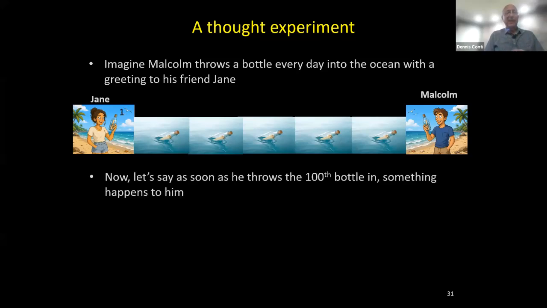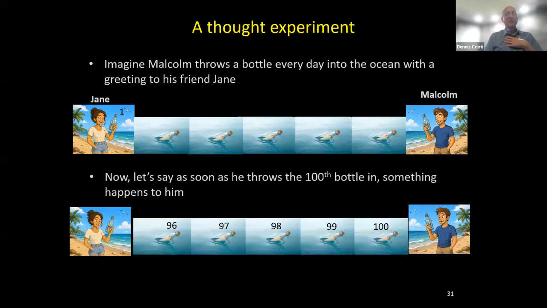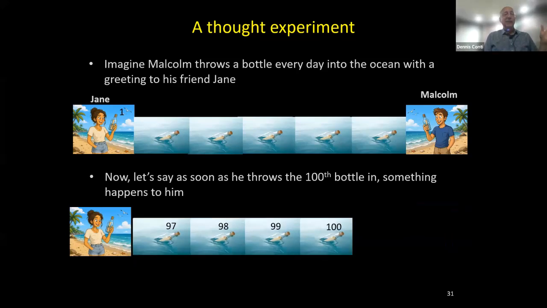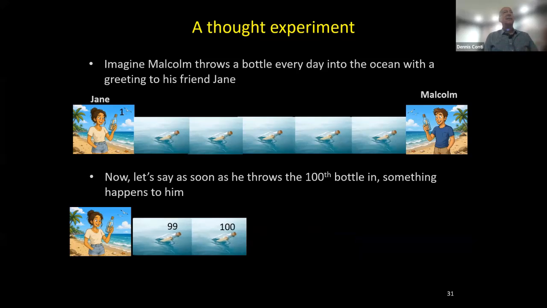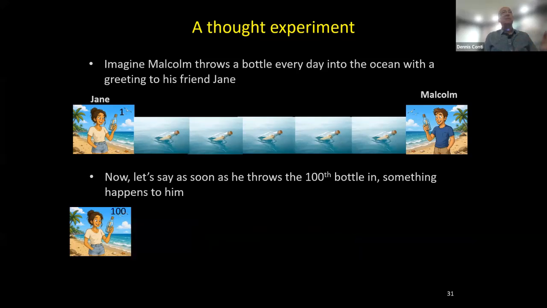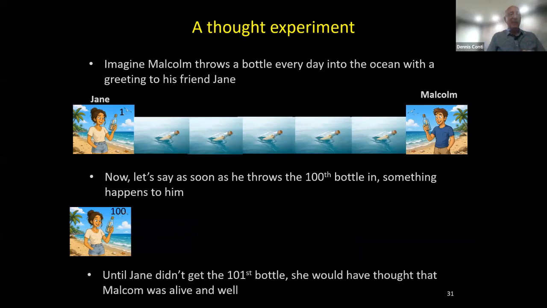Right. Now, let's suppose that as soon as Malcolm throws the 100th bottle in, something unfortunately happens to Malcolm. Poor Malcolm. So he throws the 100th bottle in, and then Malcolm goes away. Jane is still getting these bottles, and she's thinking, wow, I'm still getting messages from Malcolm. Until she doesn't get the 101st bottle, then she's thinking, gee, I wonder what happened to Malcolm. But up to that point, Malcolm's been long gone. She's still getting messages from Malcolm.